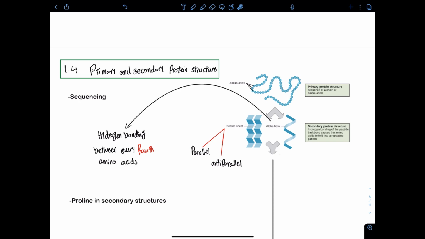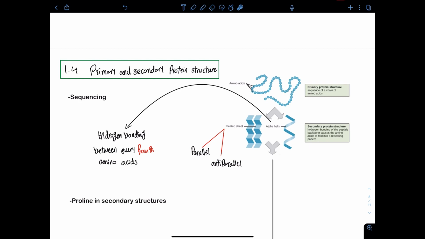For the alpha helix, hydrogen bonding happens between every fourth amino acid. To be more specific, the hydrogen bonding happens between a carbonyl oxygen atom and an amide hydrogen atom, fourth residues down the chain.